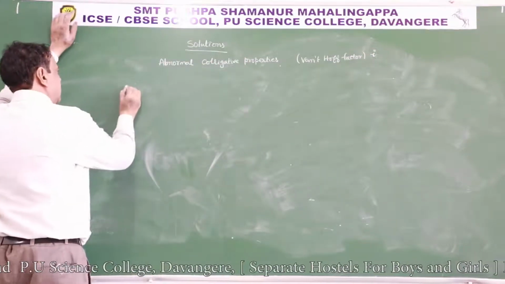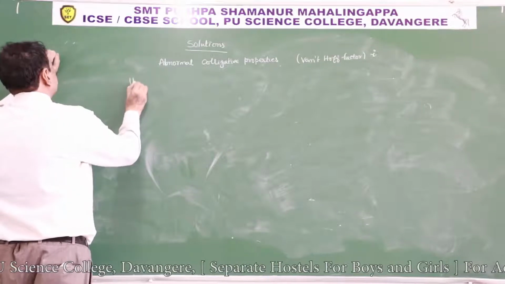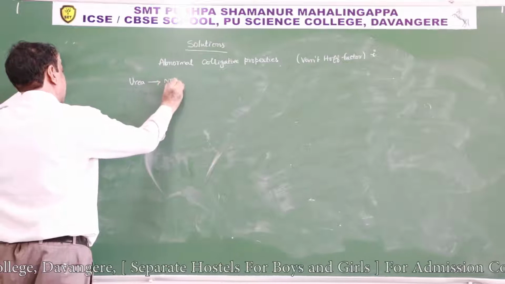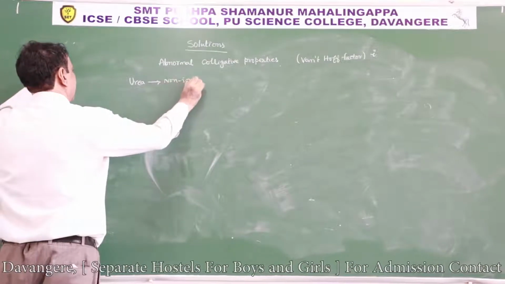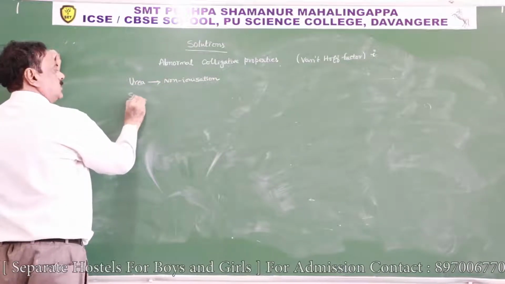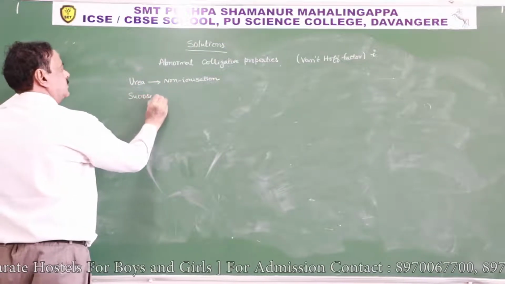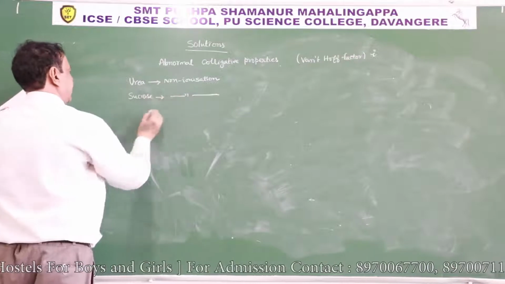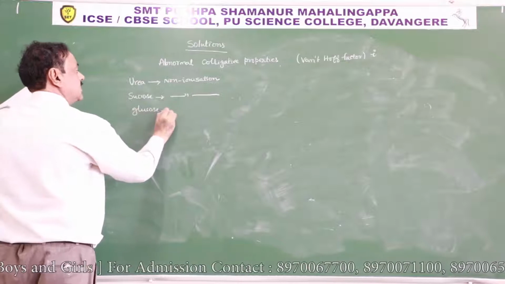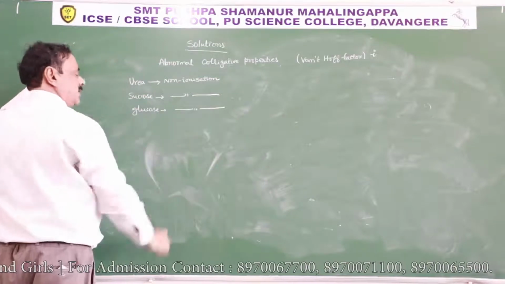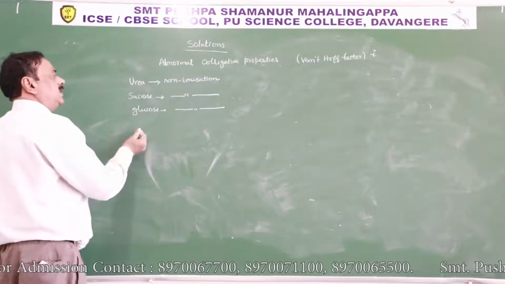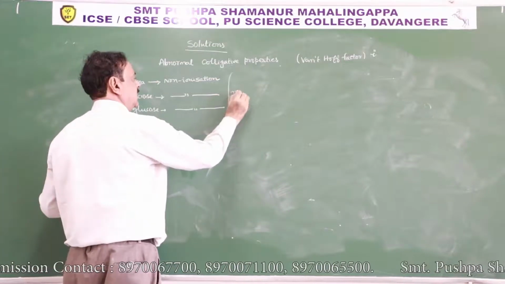Here urea is non-ionizable, sucrose is also non-ionizable, glucose is also non-ionizable. We also call these non-electrolytes. These are considered as non-electrolytes.